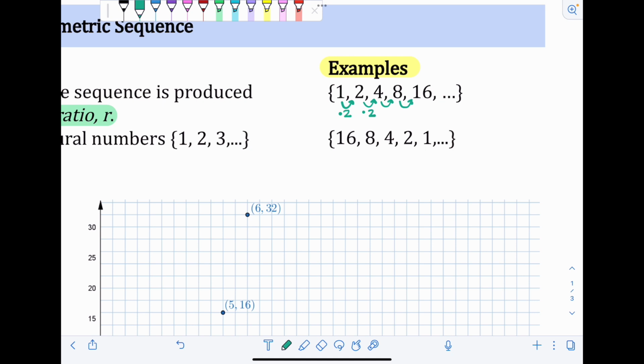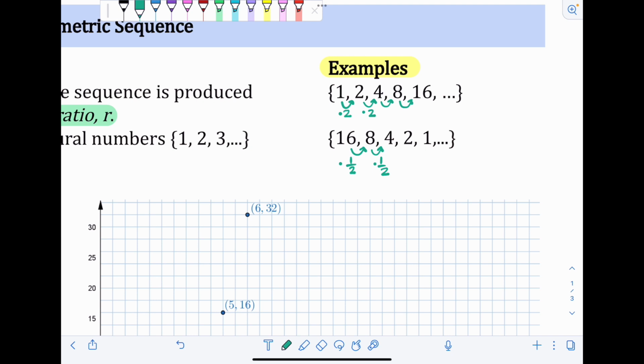And then for the second sequence, it's 16, 8, 4, 2, 1. You can see each one is getting cut in half. Sometimes, yes, we are dividing by 2 to get to each term, but our common ratio is what we're multiplying by to get to each term. If you recognize that dividing by 2 is the same thing as multiplying by a half, then you could just change it like that. So 16 times a half would get me to 8, 8 times 1/2 would get me to 4.